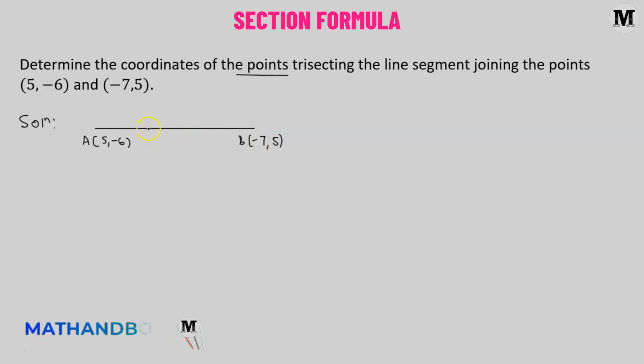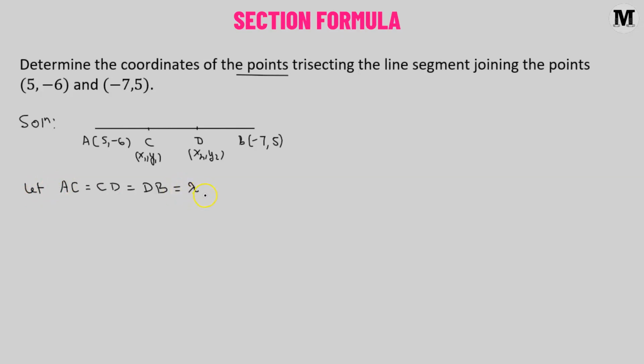Suppose there are two points on the line segment. We're going to name them point C and point D. Let's say point C has the coordinate (x1, y1), and point D has the coordinate (x2, y2). We need to determine these coordinates, and the points C and D are chosen on the line AB such that they trisect the line. That means the length AC equals CD, which also equals DB. That's the meaning of trisection. Let each of these three lengths be equal to a common length, which we'll call lambda.